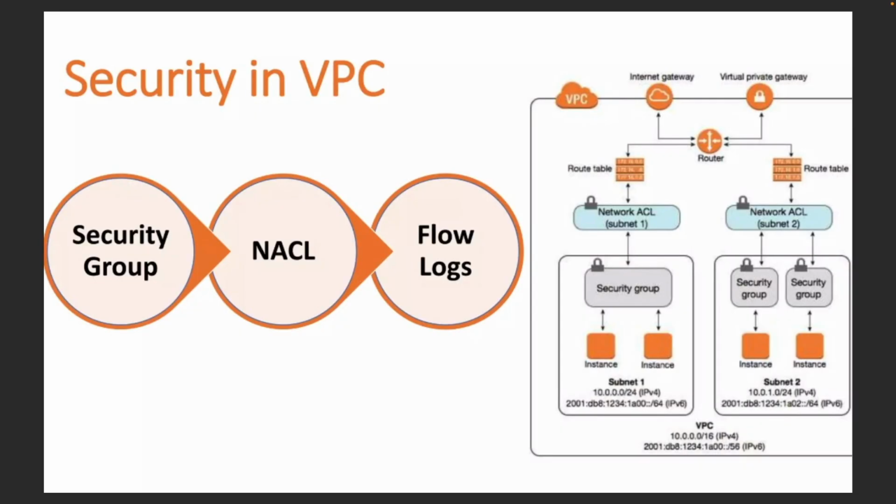Next, we're going to look at security in VPC. This operates at three main layers: security groups, network ACLs, and flow logs. Let's look at how these work together. At the top, we have our VPC connected to both our internet gateway for public traffic and a virtual private gateway for private connections. Traffic flows through a router to route tables, which then direct traffic to the appropriate subnets. Each subnet has a network ACL that filters traffic in and out. Within these subnets, individual instances are protected by security groups. This multi-layered approach ensures comprehensive protection.